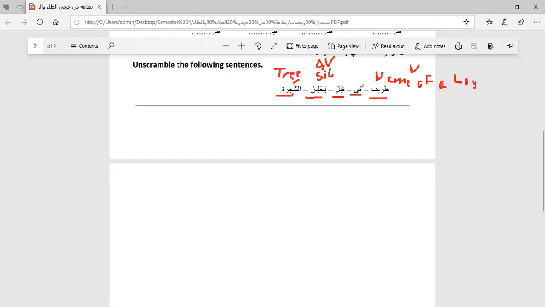So usually what should we start with here? With the noun. Who's the noun? Zarif. Okay, Zarif. What is Zarif doing? Sitting. What do you mean by sitting? Yajlisu. So Zarif yajlisu. Where is he sitting? Fi, what?